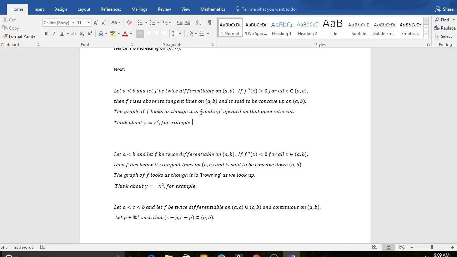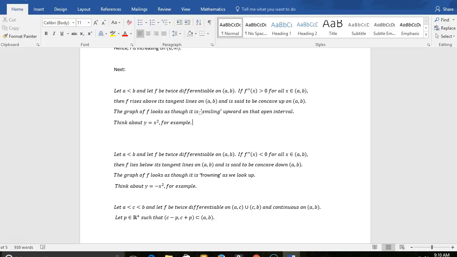Now, later on, we're going to talk about points called inflection points, where you switch from concave up to concave down, or vice versa, from concave down to concave up. And as you might suspect, at an inflection point, f double prime is going to go from negative to positive or from positive to negative. At the inflection point, f double prime will either be 0 or it will be undefined.